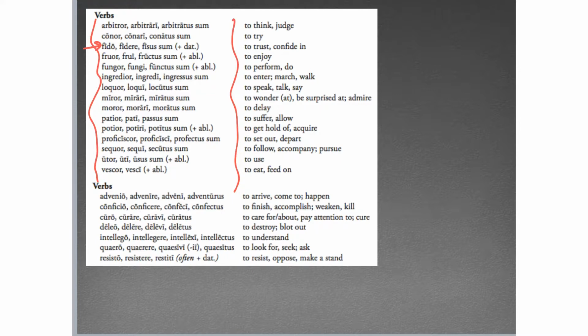Oh, watch out for these. Again, we talked about them. These are second principal parts, present passive infinitives. Those are the tricky ones to pick out because they don't look like infinitives, even though they are.